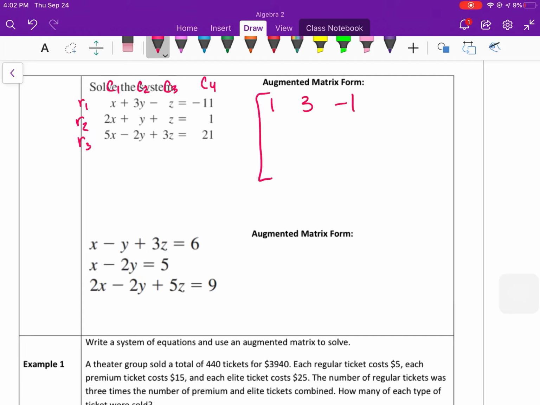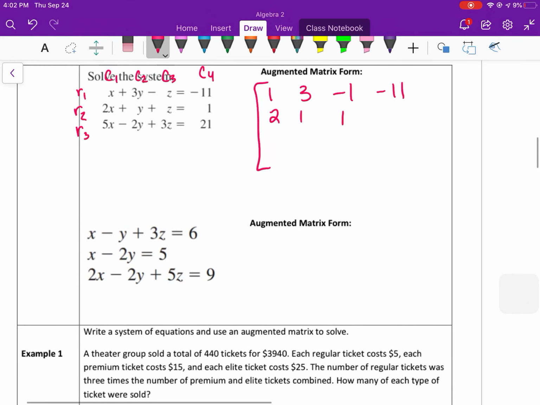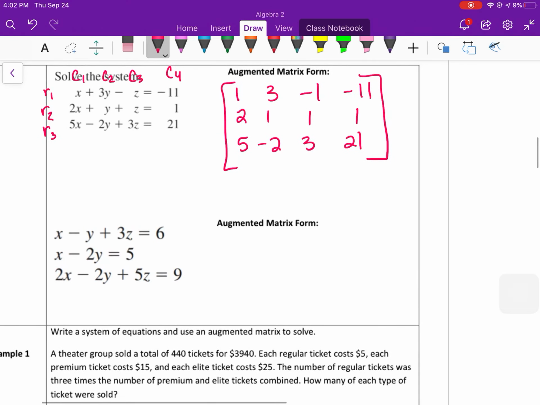In row 1, it'll be 1, 3, -1, -11. -1, since it's a minus z, and it's a 1z. Row 2 then would be 2, 1, 1, 1. And then row 3 will be 5, -2, 3, and 21.